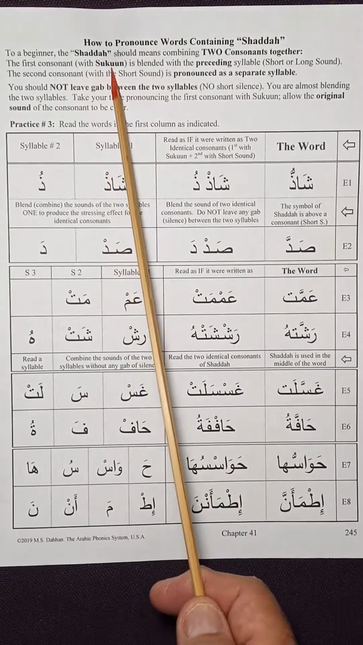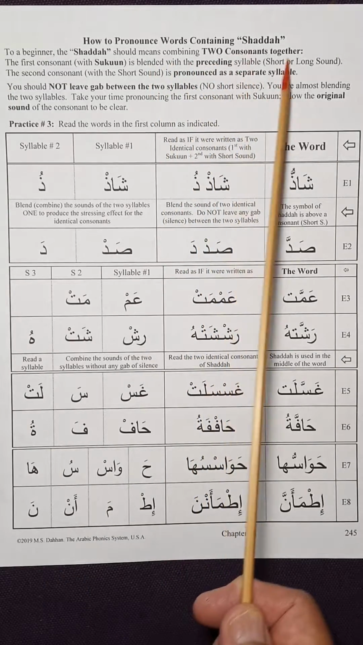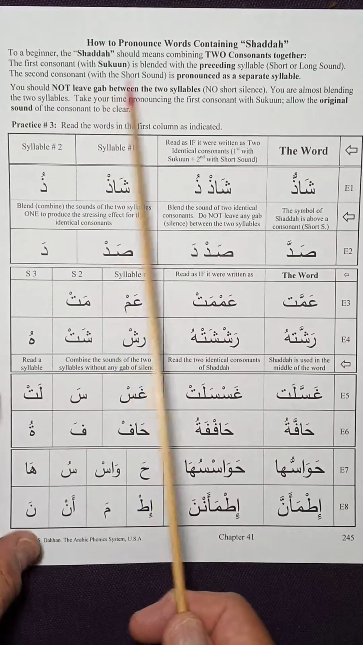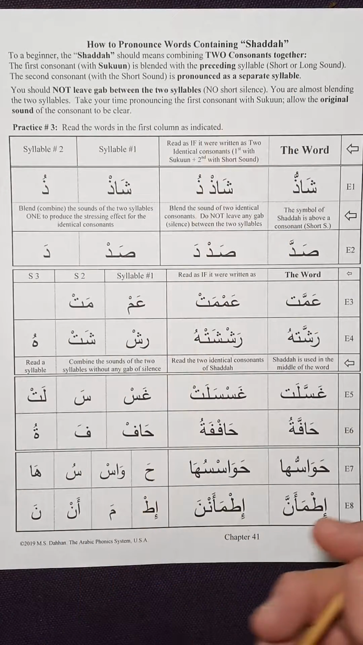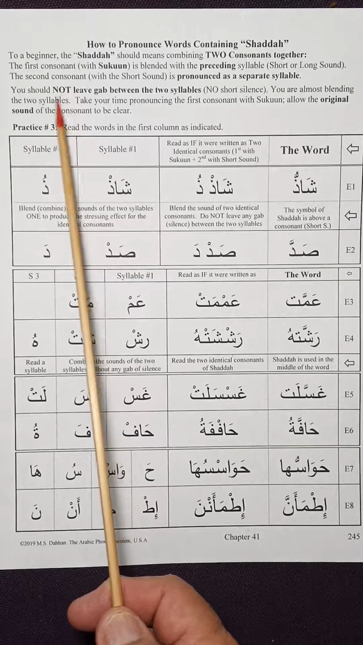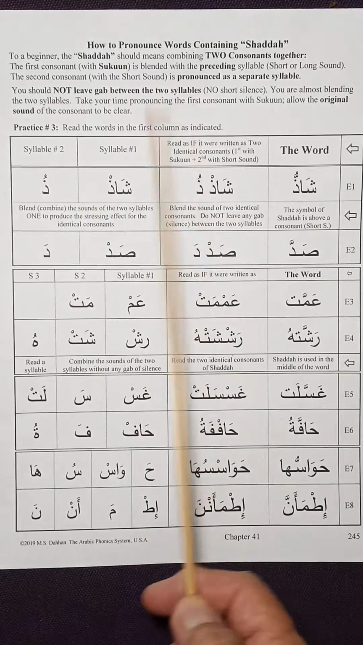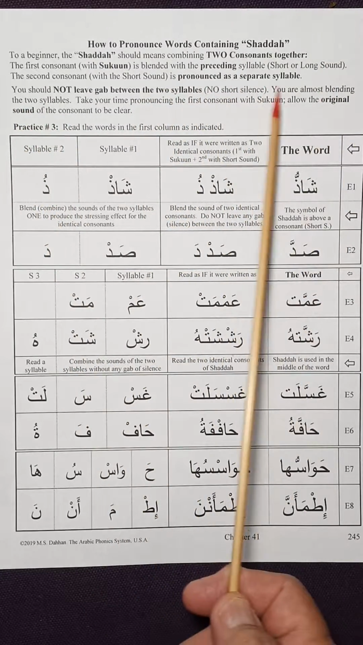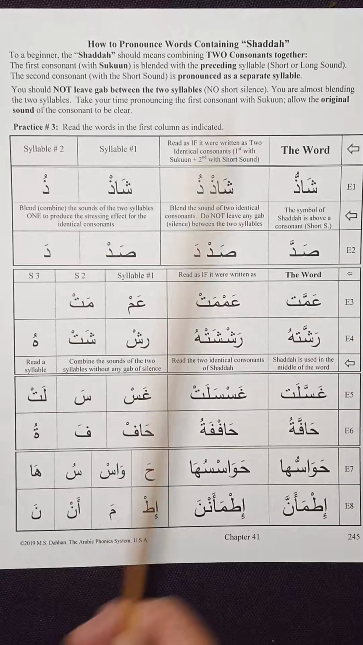The first consonant, with sukoon, is blended with the preceding syllable, short or long, right? Usually it is, right? But the second consonant with the short sound is pronounced as a separate syllable, right? But here, when we combine them, we do not. Here we go. I mentioned it. Well, very good. You should not leave a gap between the two syllables, because we're not reading here in syllables. I need to redo this again. You are blending the two syllables in this case, because you're making one sound with them, emphasizing sound, right?